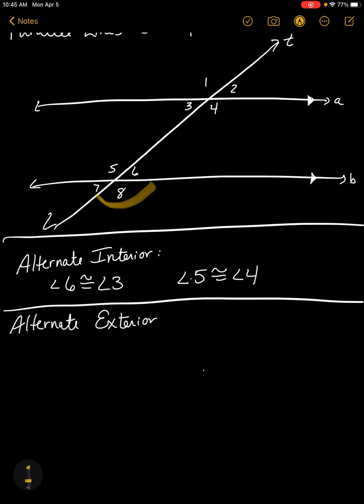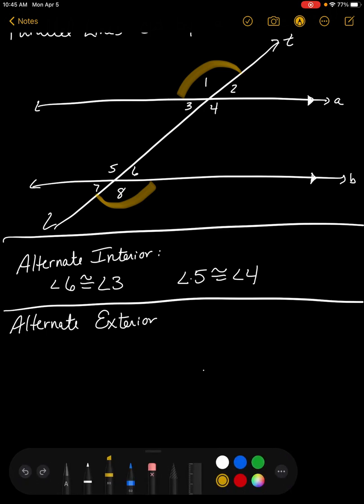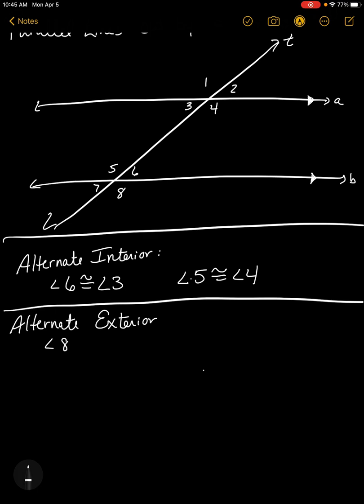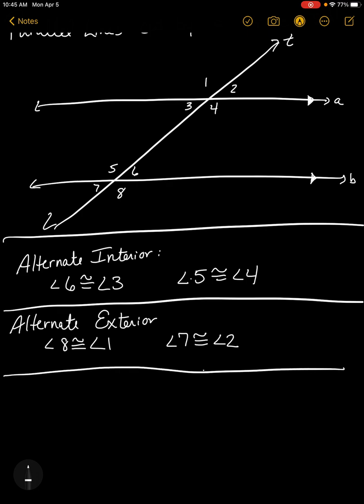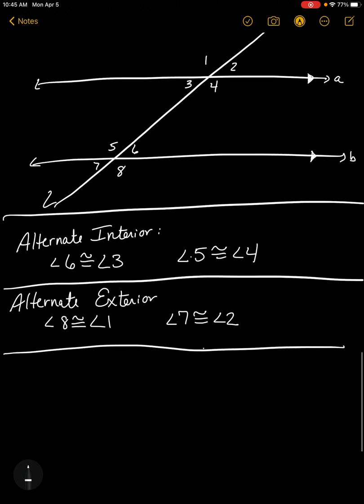And so we're talking about angle 8 and 1. You can see those are on alternate sides of that T, but they're on the outside of that parallel lines. And we've got 7 and 2. So if we label those, we have angle 8 is congruent to angle 1, and we have angle 7 is congruent to angle 2. Those are your alternate exterior pairs.